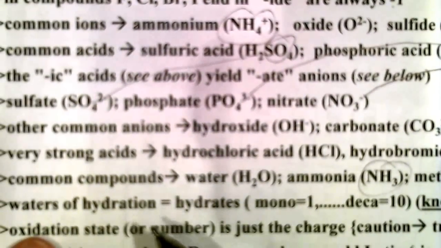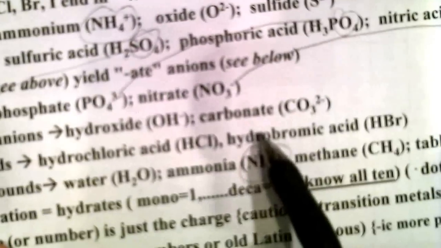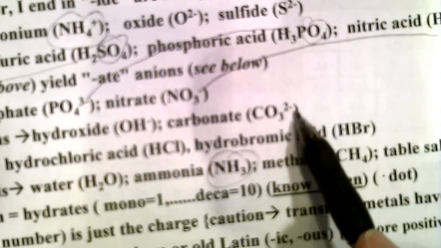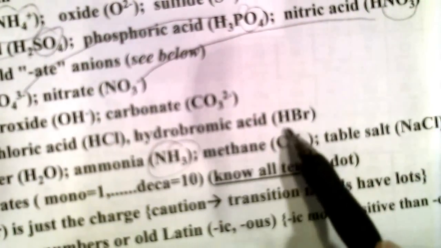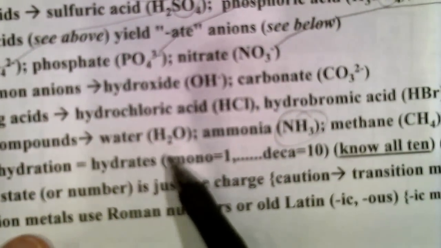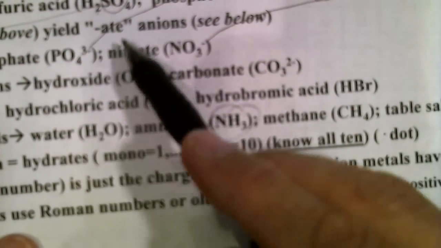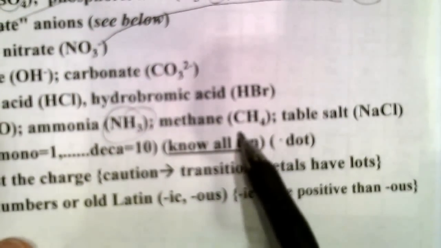Okay. Other common polyatomic ions you need to know are hydroxide, which is OH minus, carbonate, which is CO3 2 minus. The strong acids are hydrochloric acid, which is HCl, hydrobromic acid, which is HBr. Other common compounds are water, which is H2O, ammonia, NH3, which we already talked about, methane, which is natural gas. That's what you may heat your homes with.